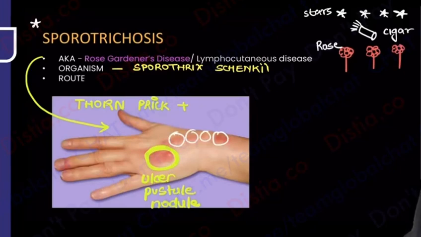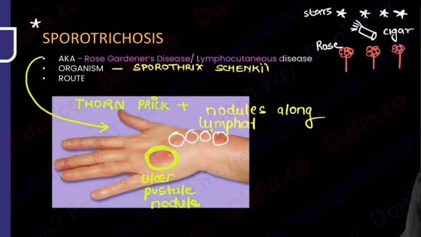Because look at the other name. It is a lymphocutaneous disease. So remember, you will start seeing nodules along the lymphatic channels, and that is one of the most important histories that they give you in the exam. They will give you that there is a nodule at the site of the rose thorn prick, and along the lymphatic channels there are multiple lesions.